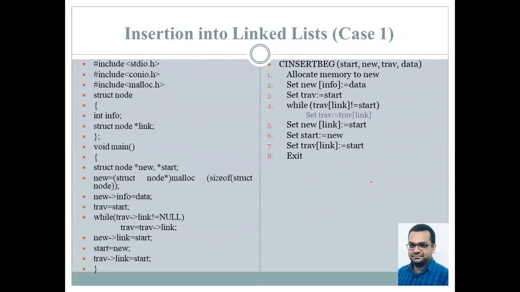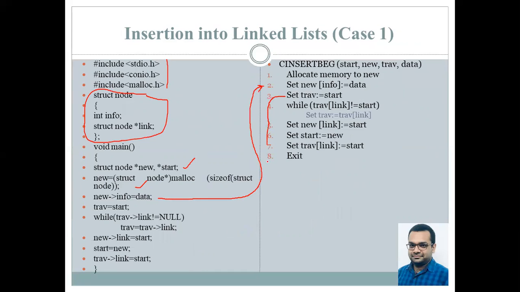This is the C program. These are the header files. This is the structure declaration. We initialize the variables. We allocate memory to new dynamically. We initialize its data part, or information part, with the data value.